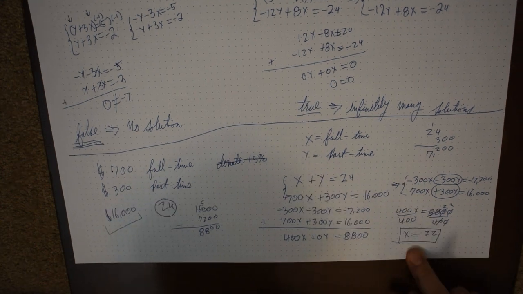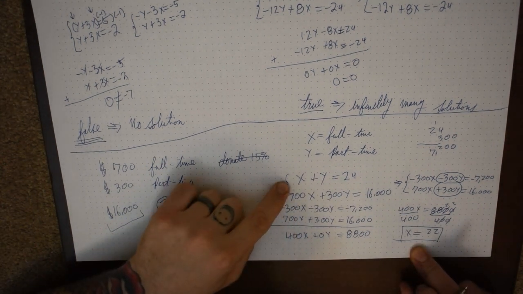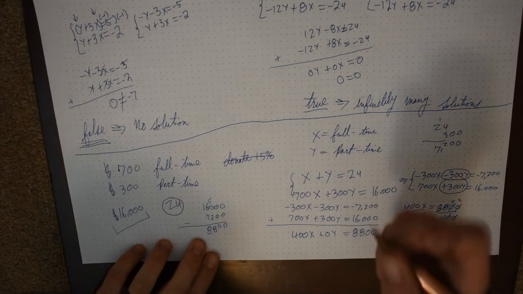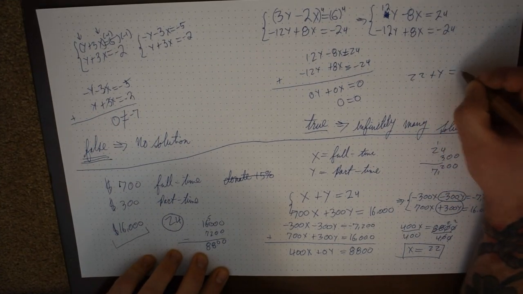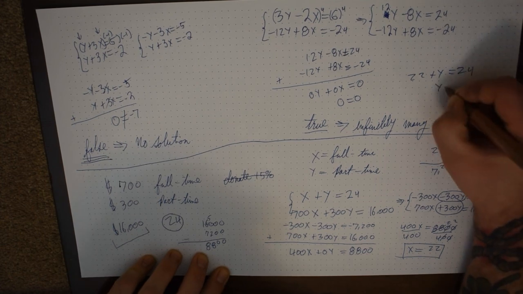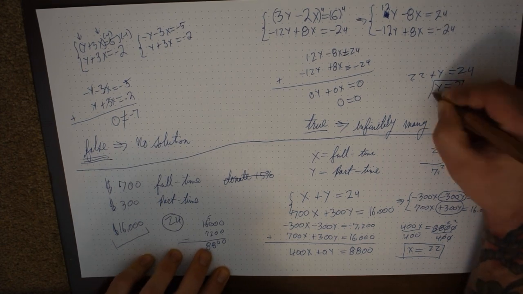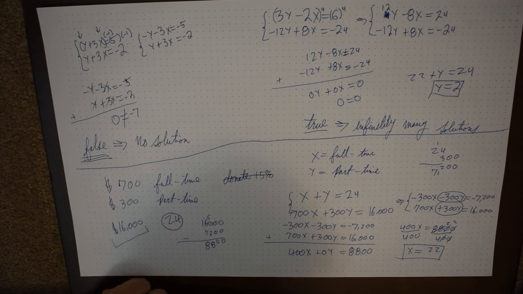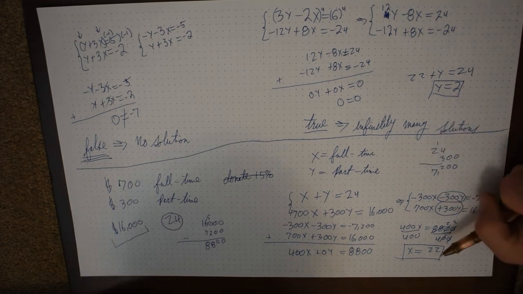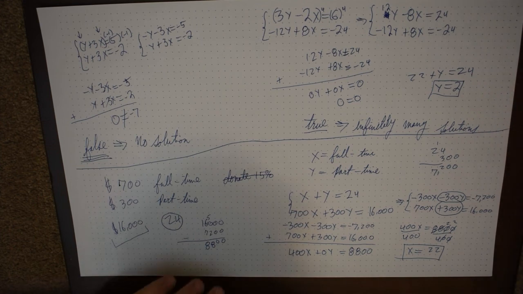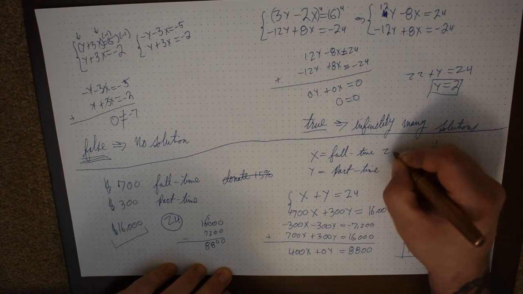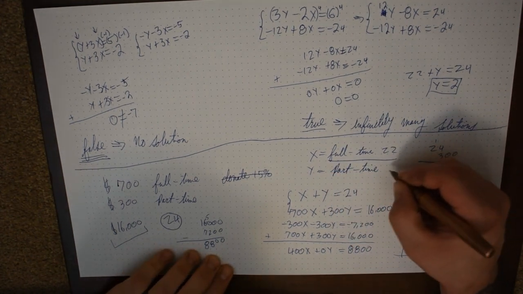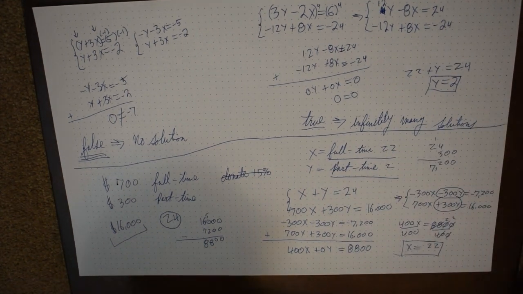Once we know what x is, we know that x plus y is 24. That tells us that 22 plus y had better be equal to 24, or y is equal to 2. Remember, this is a story problem. The problem is asking about full-time and part-time employees and not the value of some variable we made up, x and y. So we know that there are 22 full-time employees and 2 part-time employees.